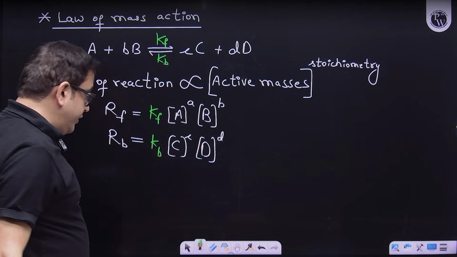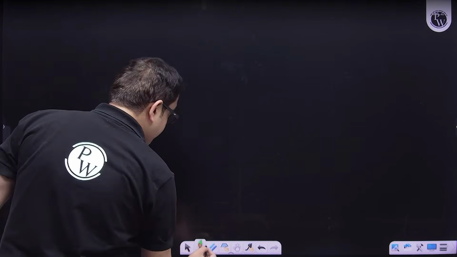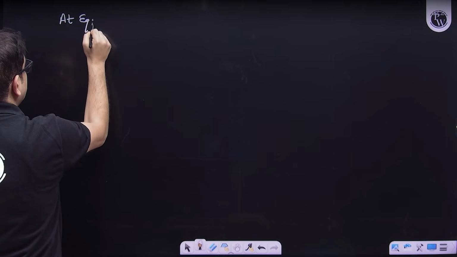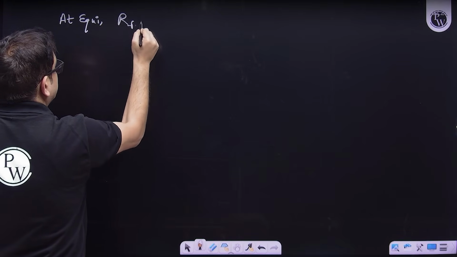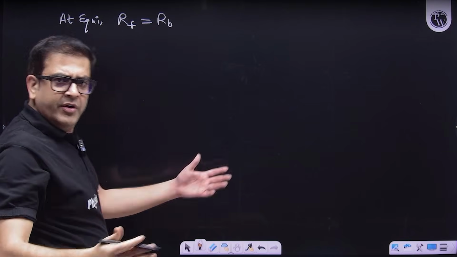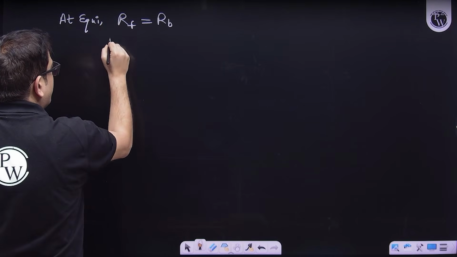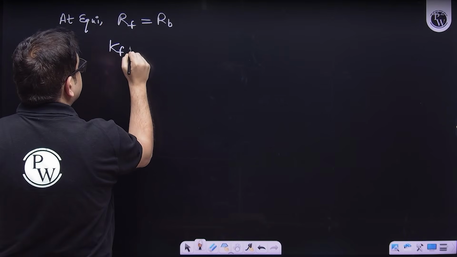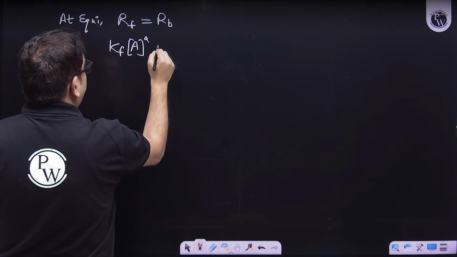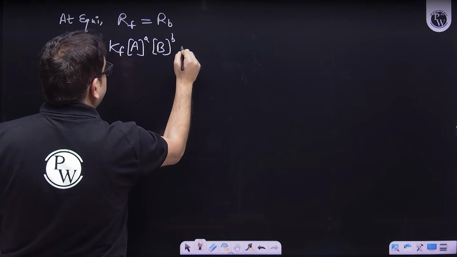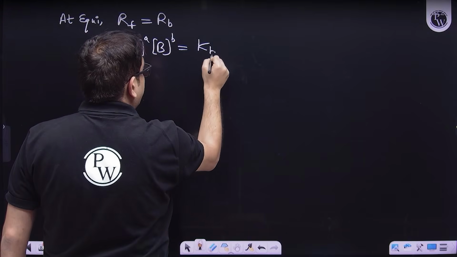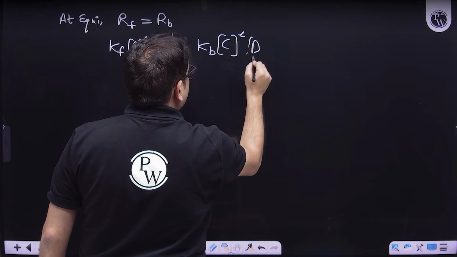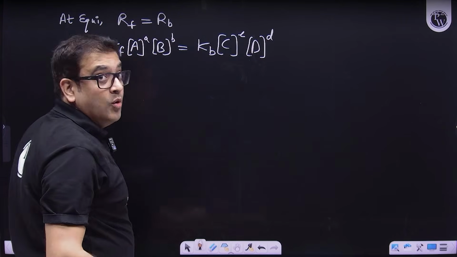Now what do we know? Sir, we know that at equilibrium, the rate of forward reaction becomes equal to the rate of backward reaction. It is simple. What was the rate of forward reaction? Sir, we have formulated through the law of mass action that it is Kf times the concentration of A raised to the power a and the concentration of B raised to the power b. So what will be the backward rate? Sir, the rate constant for backward reaction, Kb, into the concentration of C raised to the power c and the concentration of D raised to the power d. Now rearrange.